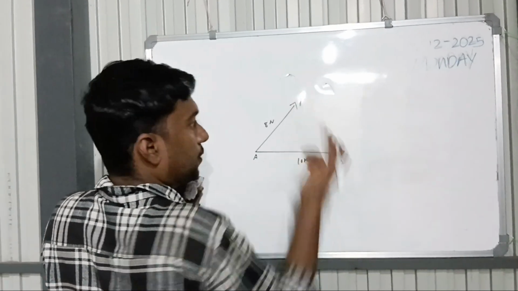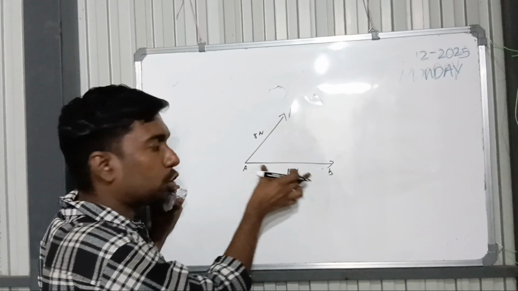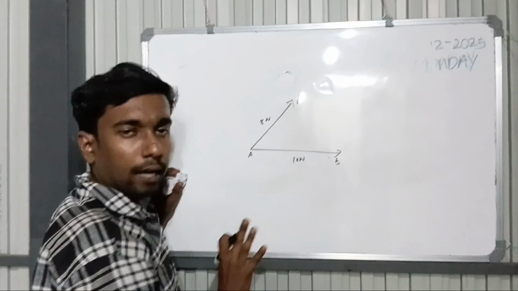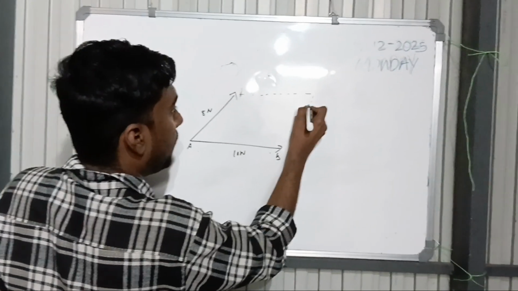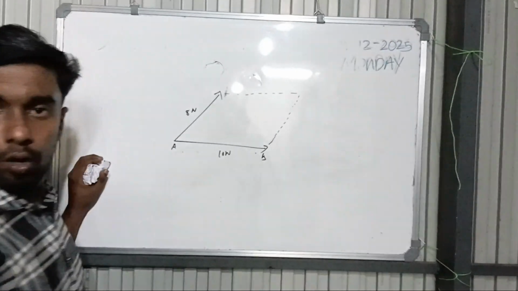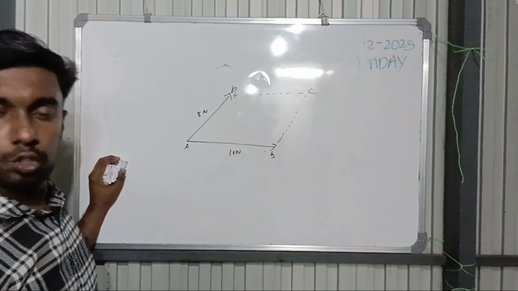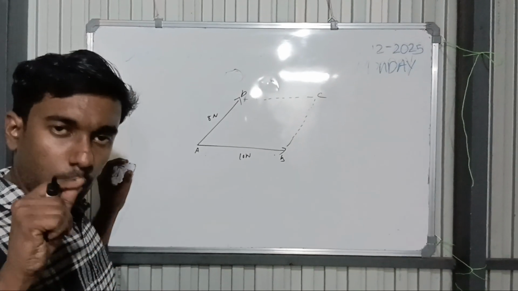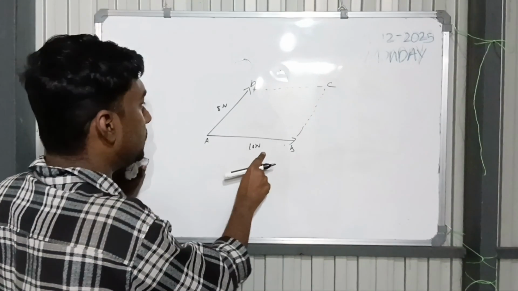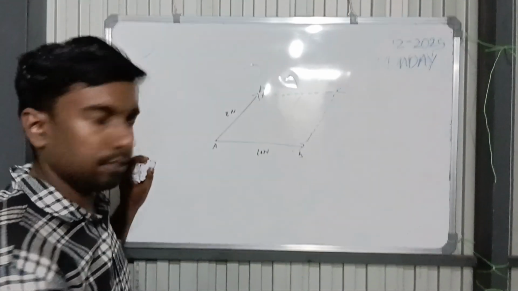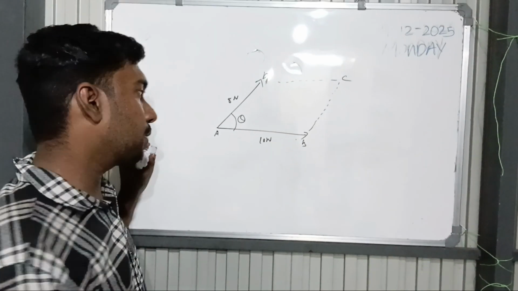Now we take the vectors we want to add as the adjacent sides of the parallelogram. So we draw a parallel line like this. Okay, so this is a parallelogram. I give the name ABCD. So what's the first thing? The vectors which we want to add are considered as the adjacent sides of the parallelogram. So this 10 Newton and 8 Newton, I take as adjacent sides. And the angle between them, we don't know, I take it as theta.